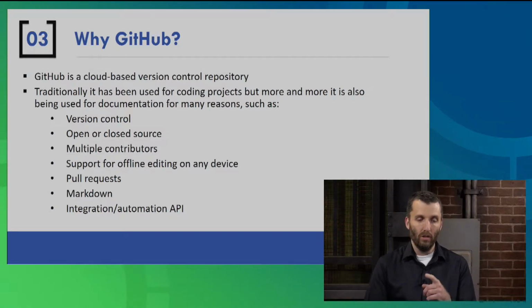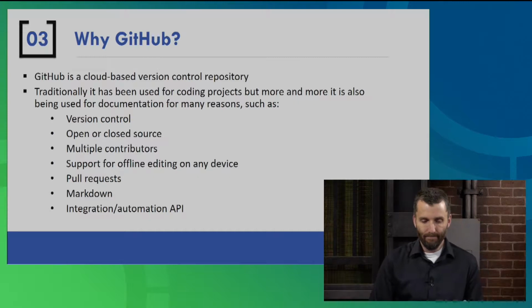Version control, open or closed source, because with GitHub you can have a free account for open public repositories that anybody can see. You can have a paid GitHub account for private closed repositories. So if you want to manage your content internally, you can do that. There's support for that. Both of those are available on GitHub today. Multiple contributors. You can have as many contributors as you want inside of a GitHub repository. Support for offline editing on any device I mentioned.